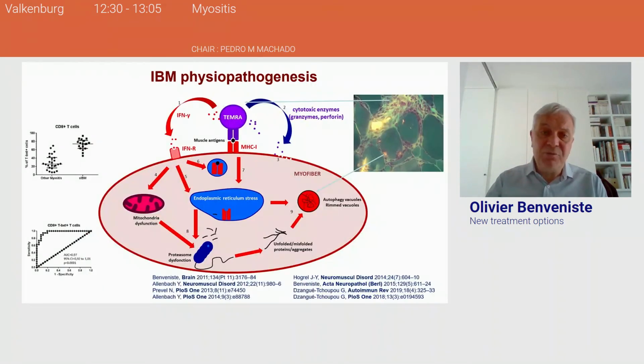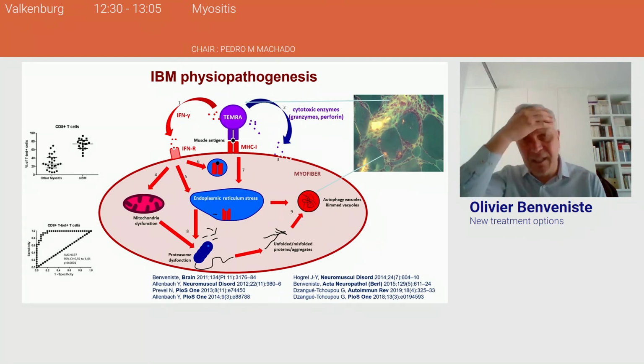And what we propose, because we are many, and particularly Steve Greenberg, first we observe that in IBM patients compared to other myositis, as we published recently, we have an accumulation in the peripheral blood of highly differentiated CD8 cells, which are called TEMRA cells, the same cells that you can observe during chronic viral infections such as HIV infection.